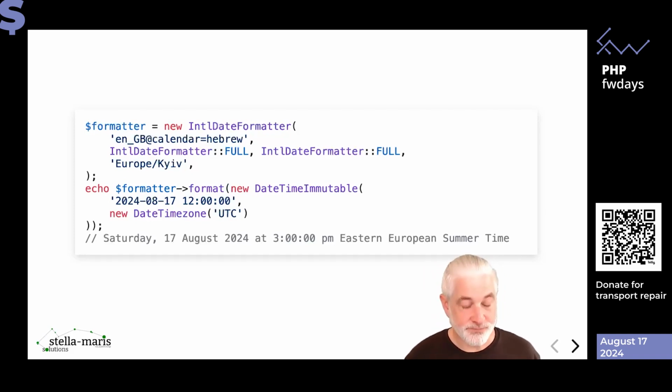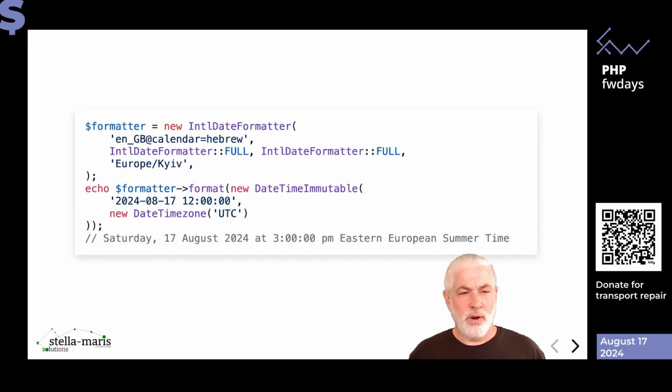So in this case, we are formatting in English full date, full time, for time zone Europe/Kiev, and then we just say, yes, hey formatter, do format this date, like today, 12 o'clock in UTC. And it provides me with Saturday, 17th of August, 2024, 3 p.m. Eastern European Summertime.